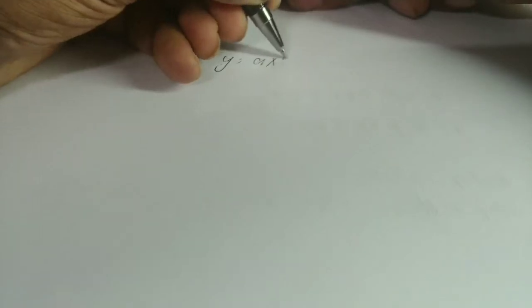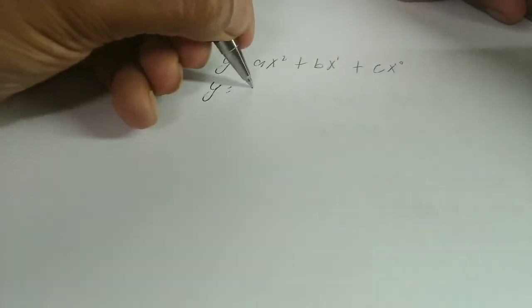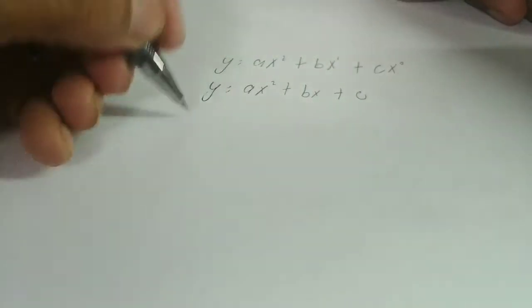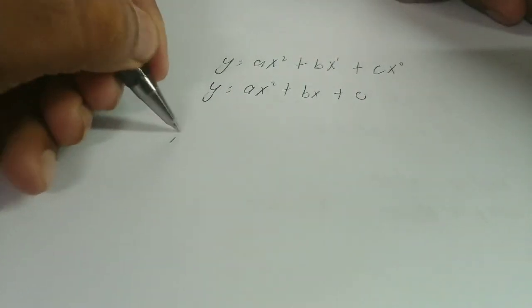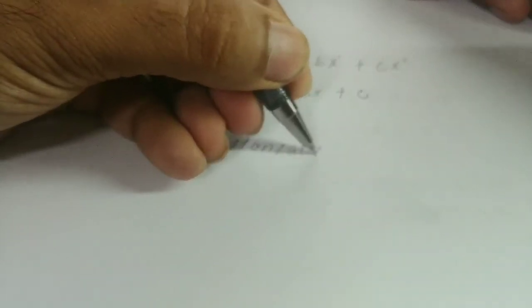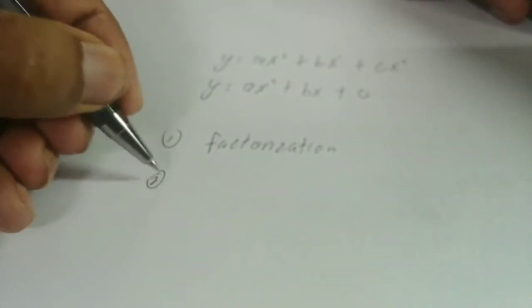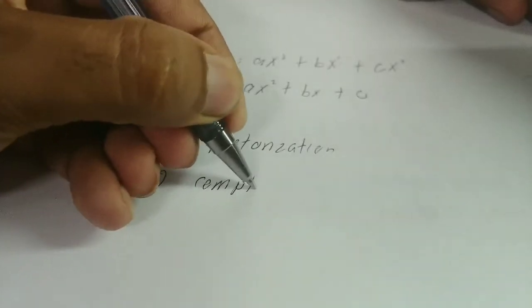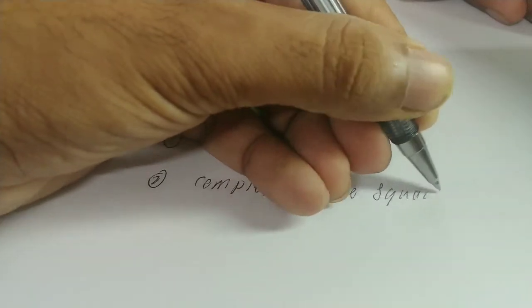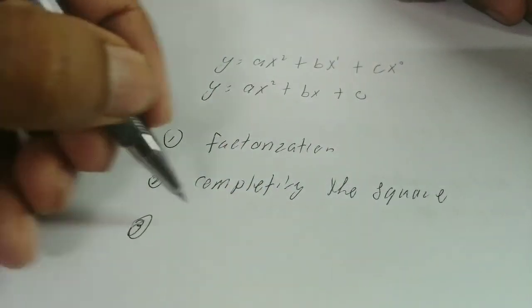A quadratic function or expression is one in which the highest power of x is squared, followed by x to the first, followed by x to the 0, which could be rewritten or simplified into ax squared plus bx plus c, because x to the 0 is 1. There are several ways to solve these expressions. The first method is factorization, if it is factorizable. The second is completing the square, which is the vertex form. And the other method is the formula method.